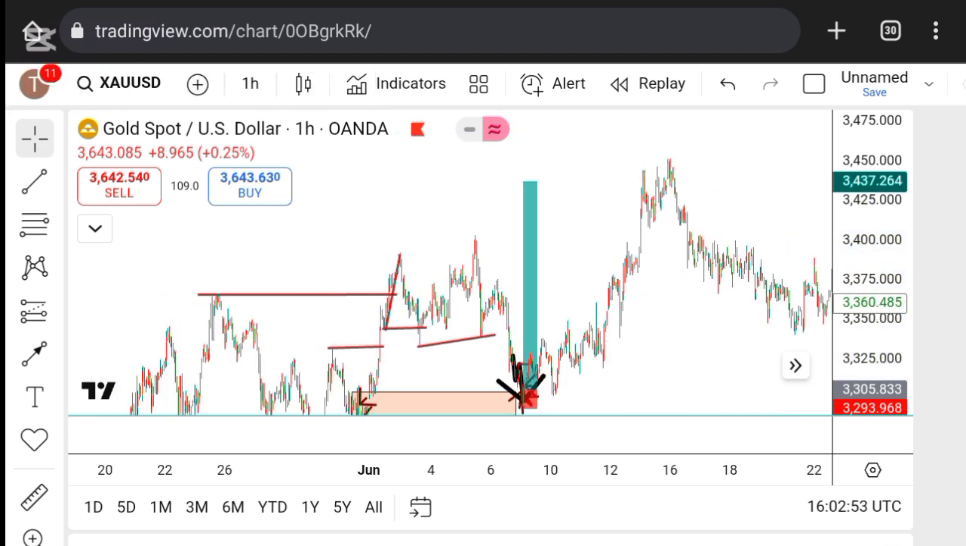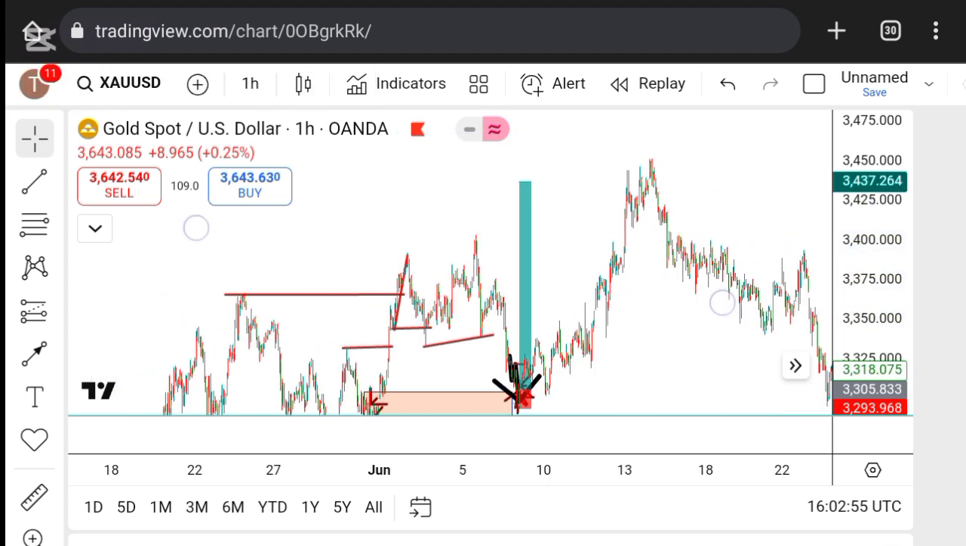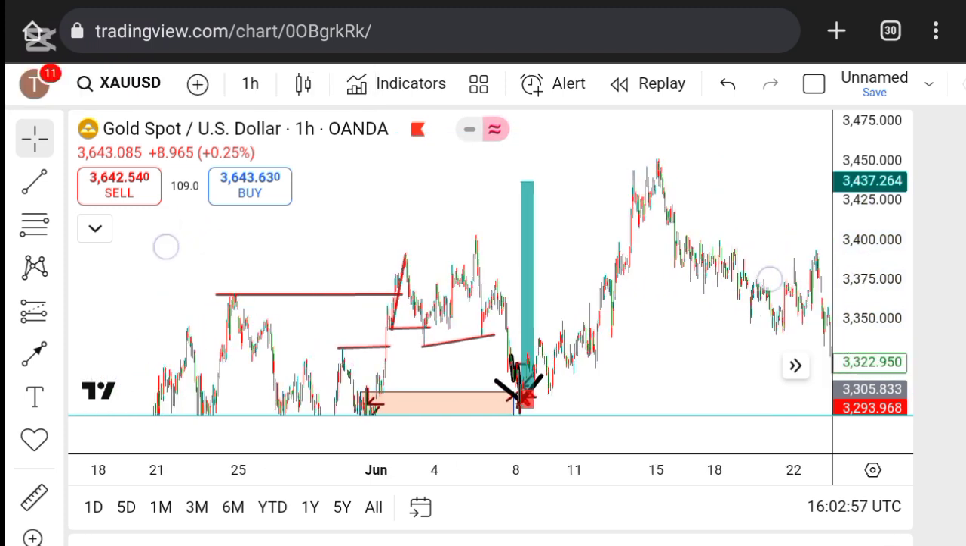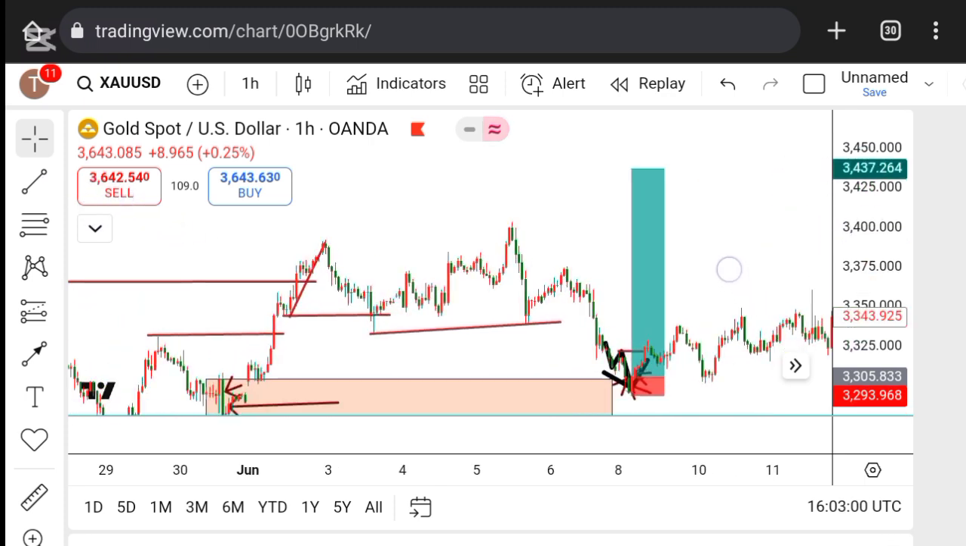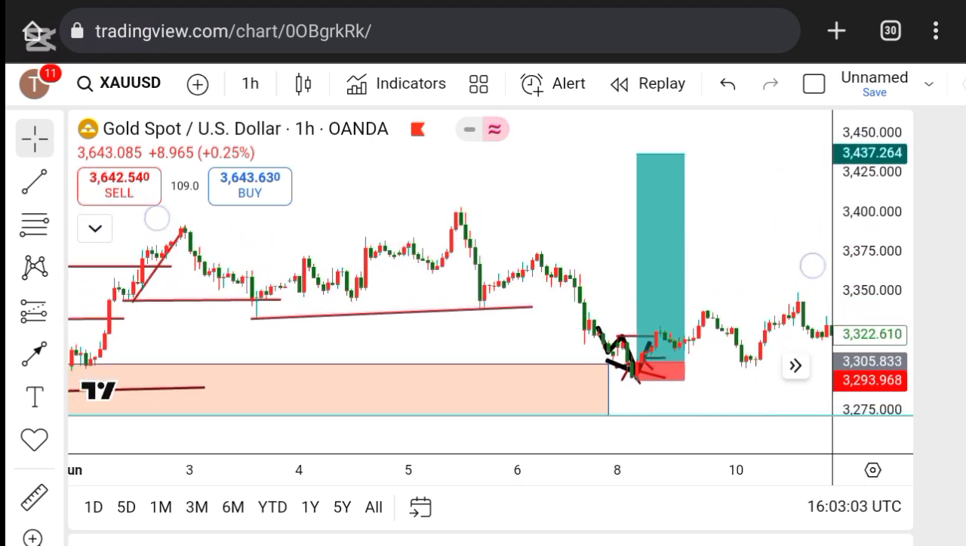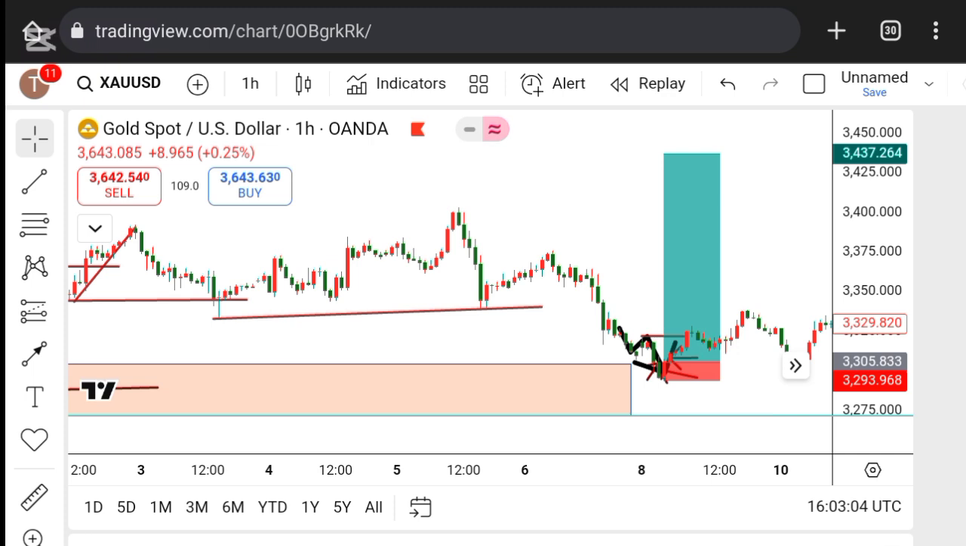Only this one trade right here gives us 1:10 RR, more than 1:10 RR before it pulls back down. So I hope you learned something. This is very detailed. If you have any question, feel free to ask.